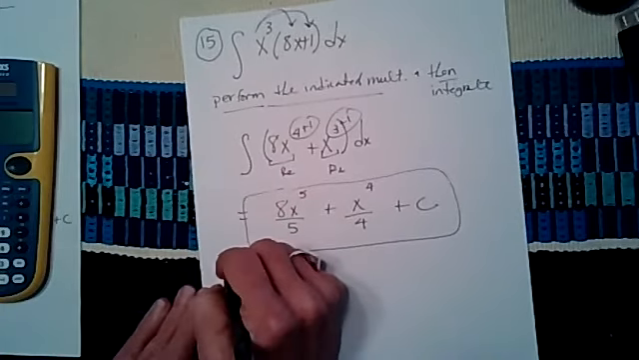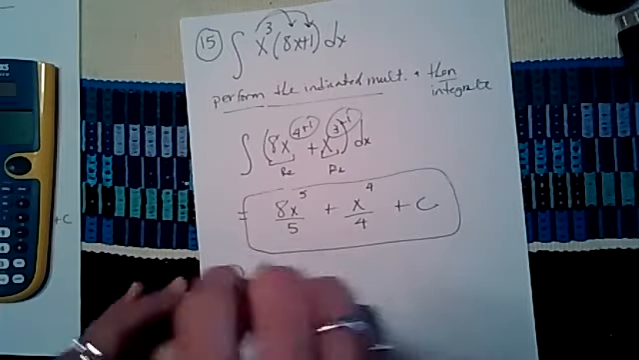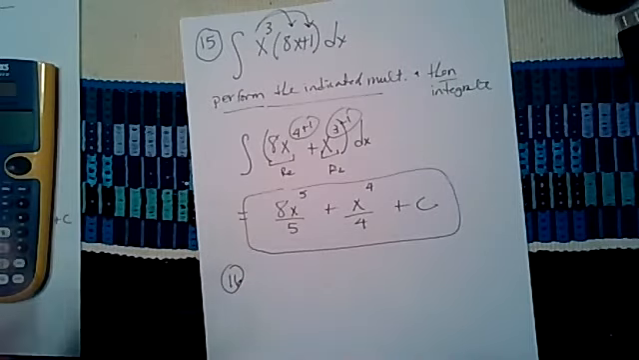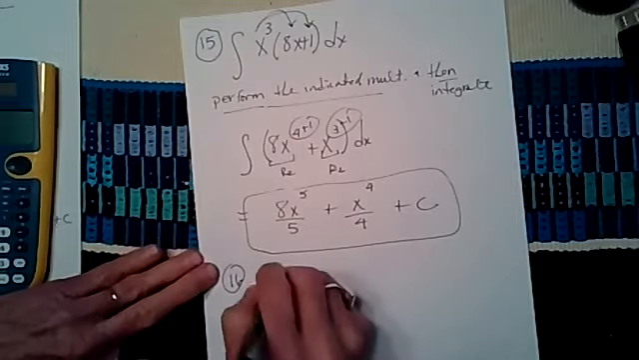Okay. And then 16. And there are a few of these at the end where you have to do something before you can integrate. So just be sure to read your directions. Okay, it says 5x plus 3 squared.